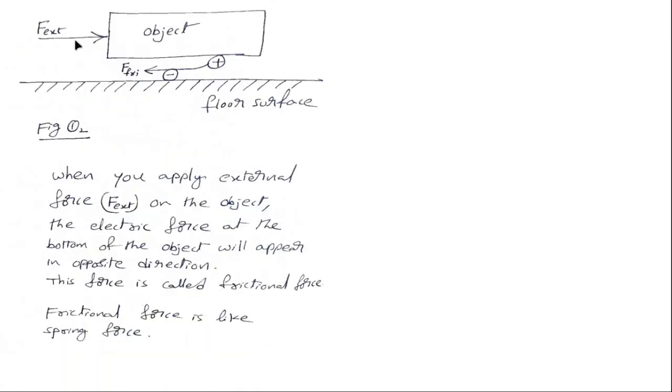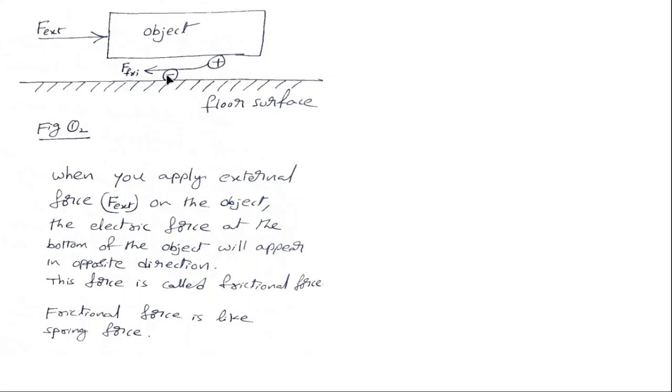Let us see that. When you apply external force on the object in the right direction, there is an attraction force between positive ion and negative ion. One positive ion is shown attached to the bottom surface of the object, and a negative ion is shown attached to the floor surface. The attractive force between positive ion and negative ion is going to appear opposite to the external force, and this force of attraction between ions is nothing but frictional force.